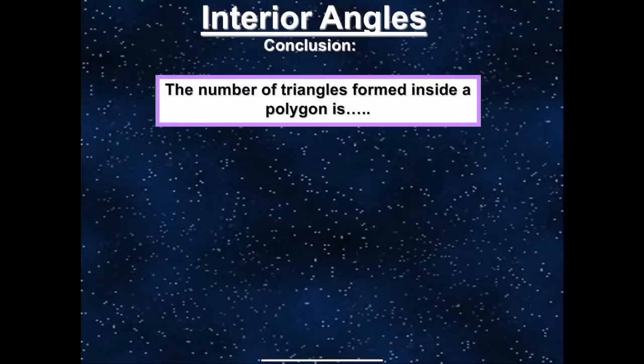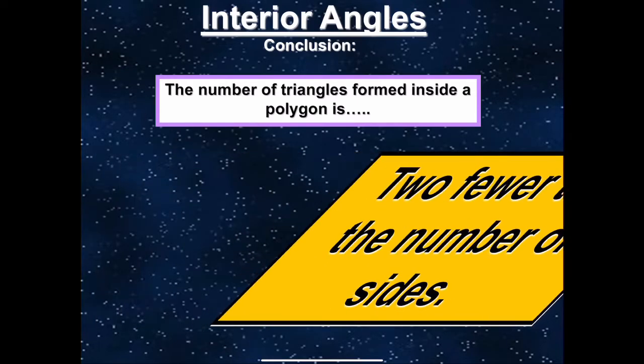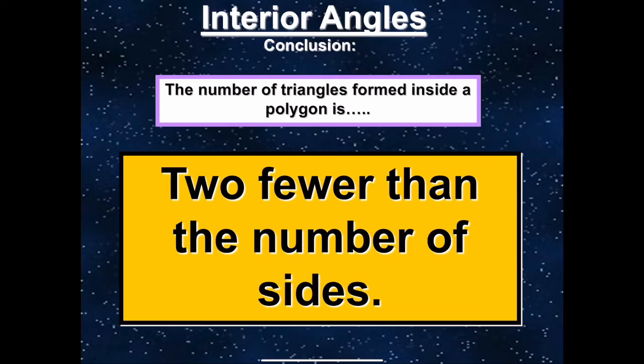Let's go ahead and draw some conclusions from the information we just gathered. The number of triangles formed inside of a polygon is always going to be 2 fewer, that means 2 less than the number of sides. Always going to be 2 fewer. We didn't draw this, but let's say I did an icosagon. An icosagon has 20 sides, in case you're wondering. I think it does. If it doesn't, you can correct me in the comments. But an icosagon has 20 sides. So how many triangles can you draw in an icosagon? Well, it's going to be 18.